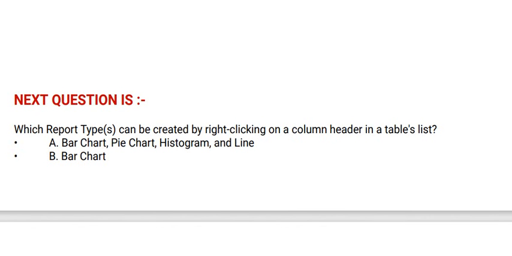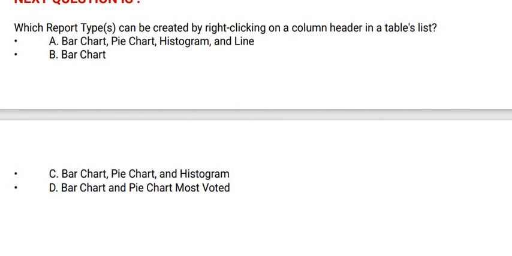Next question is, which chart type can be created by right-clicking on a column header in a tables list? Option A, bar chart, pie chart, histogram, and line. Option B, bar chart. Option C, bar chart, pie chart, and histogram. And option D, bar chart and pie chart. The correct answer is option B.